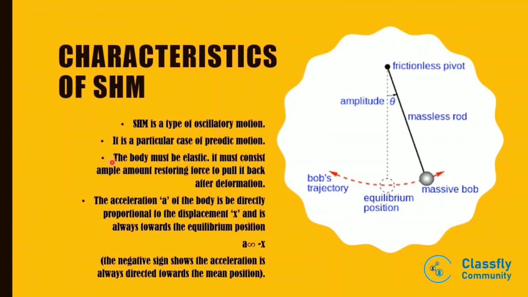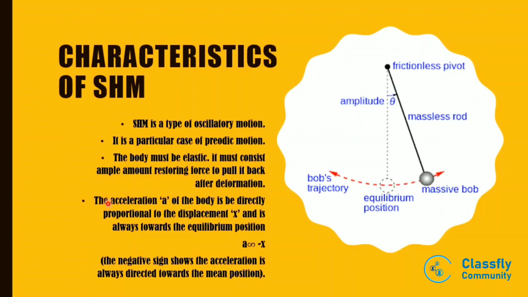The third point is that the body must be elastic. You have seen a rubber band. When you stretch the rubber band and release it, what happens? It comes back to its original shape. So it must be elastic, then only can SHM occur, because it will go back to its restoring position after deformation. The body must possess an ample restoring force to pull it back after deformation.